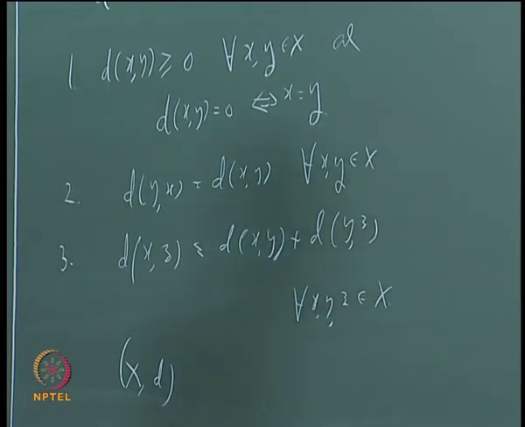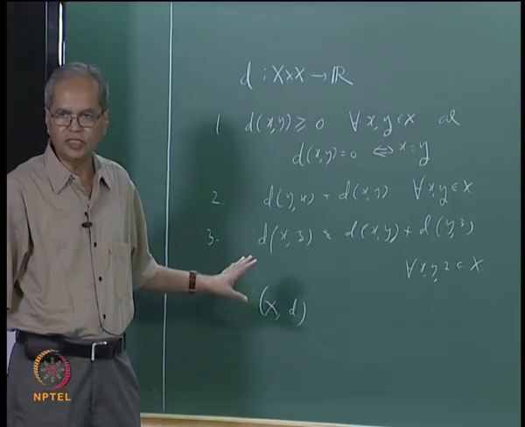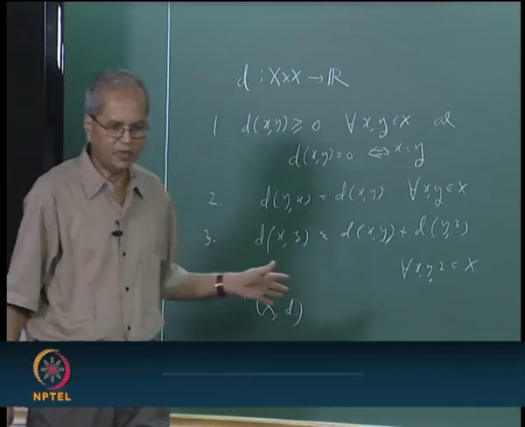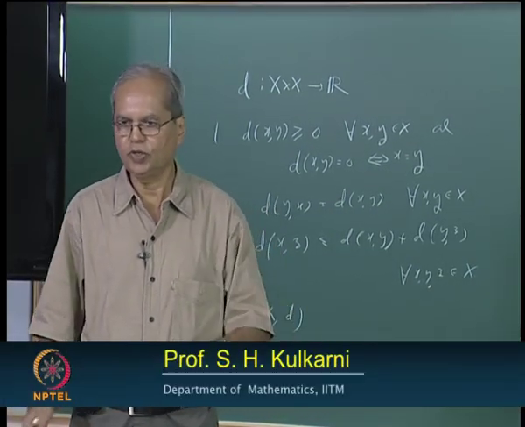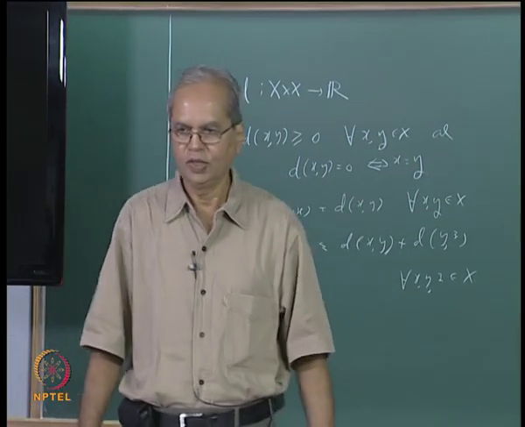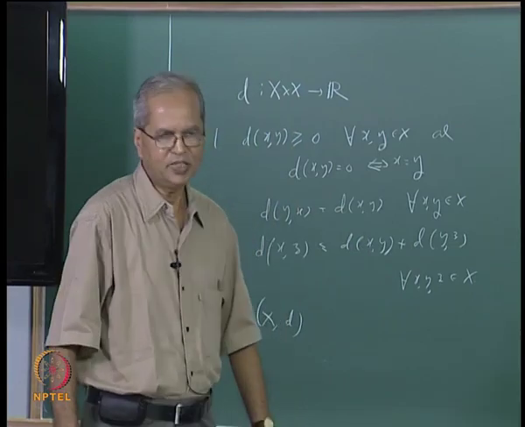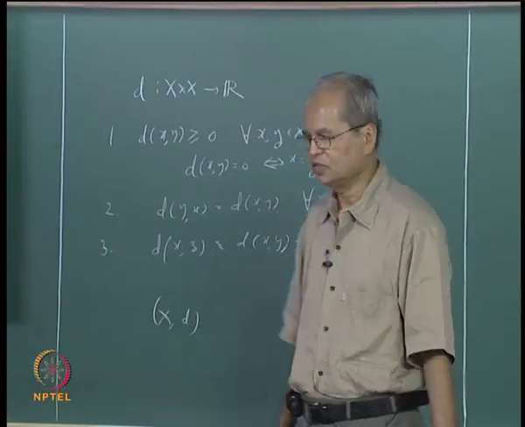One example is what we saw, a discrete metric. Discrete metric can be defined on any set, and the definition is fairly simple: the distance between any 2 points is 0 if the 2 points coincide, and 1 if those 2 points are different. That is a trivial example, but it helps in understanding several things, and that we will see as we go ahead.